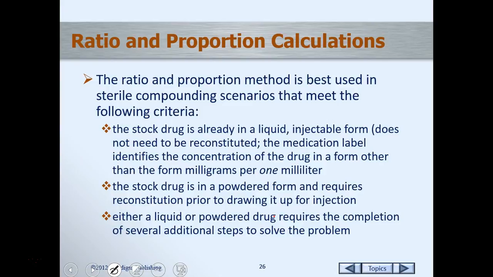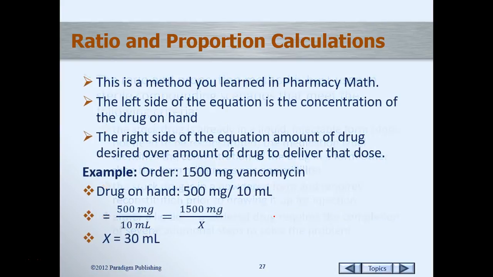Now, the ratio and proportion method is best used in sterile compounding scenarios that meet the following criteria. The drug stock is already in a liquid, injectable form, doesn't need to be reconstituted, and even if it does, once we're given the amount of reconstitution, we can use that concentration. The stock drug is in a powdered form, or the liquid or powder requires completion of additional steps. So this is one of the methods you should have learned in pharmacy math. It also was reviewed in the pre-course assessment.